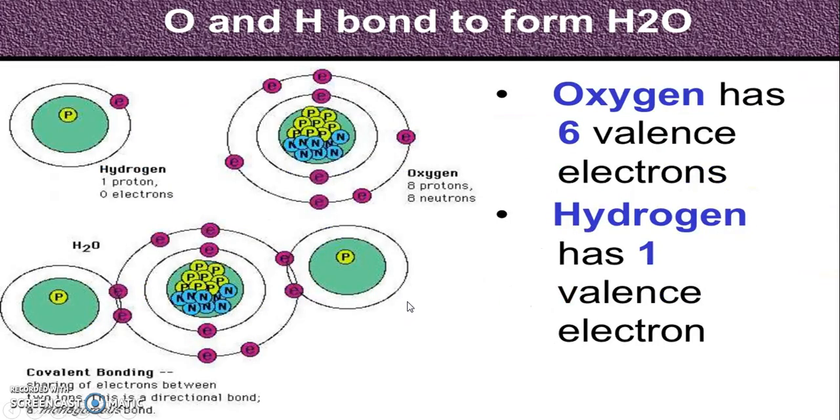So let's talk about how oxygen and hydrogen bond to form water. Oxygen here has 8 protons, 8 neutrons, which means it has 8 electrons. But if you look here, the first orbit takes 2, and there's 1, 2, 3, 4, 5, 6 left in that outer shell. The outer shell should hold 8. So guess what? It's not exactly stable, is it?